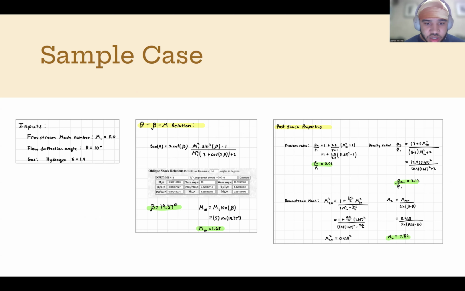And then we inputted it into this table and we got that beta equals 19.37 degrees. We found the normal M1, which was 1.65. And for the post-shock properties, we were able to get this. Using the pressure ratio, we got P2 over P1 equals 3.01. For the density ratio, we got rho 2 over rho 1 equals 2.12. And for the downstream Mach, we got M2 equals 7.82.